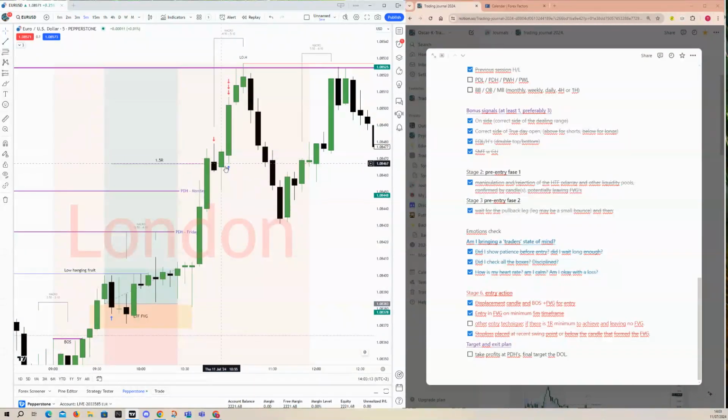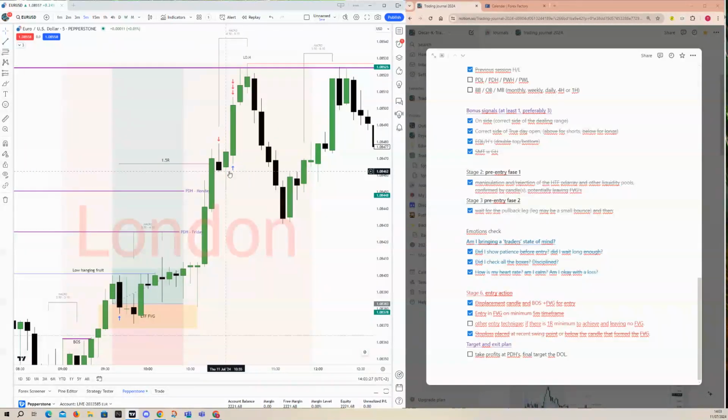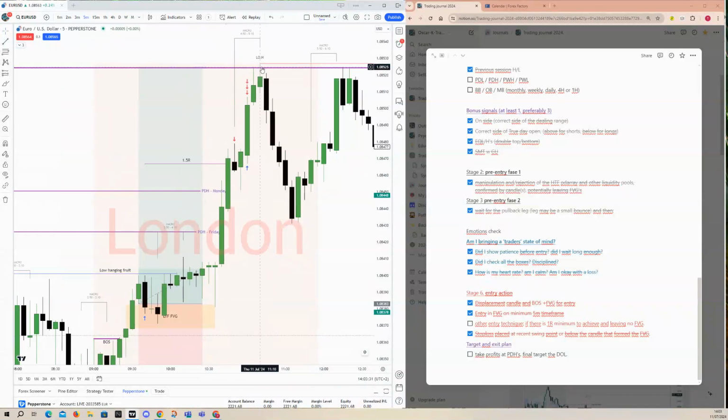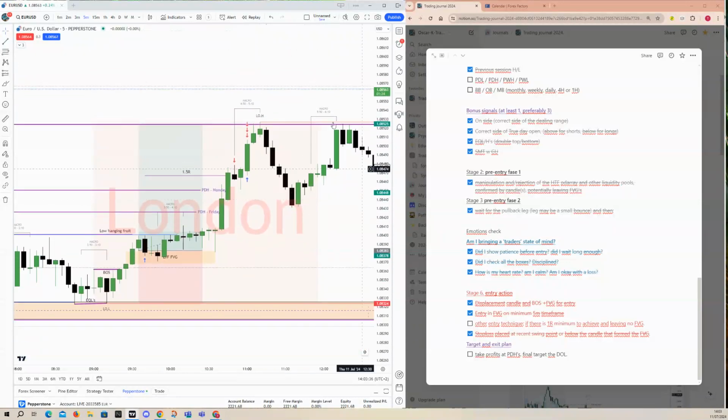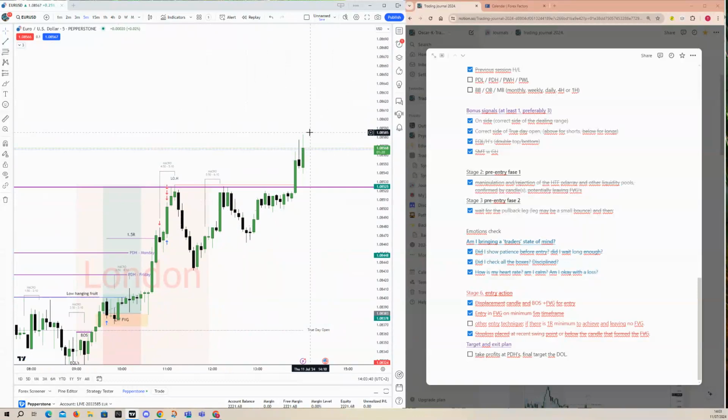Upon scaling out, I actually did a buy order here, so that's why you see this blue upward arrow. But you can also see that in the replay, the recording, and it basically perfectly touched this area that I was interested in. So the draw on liquidity, as you can see, the price is now continuing further.